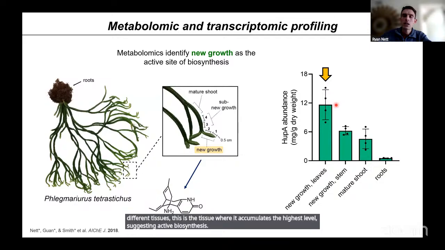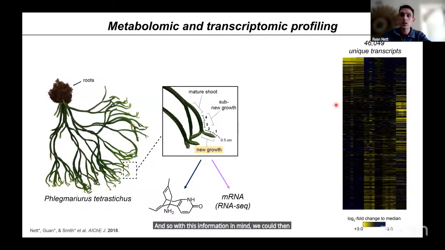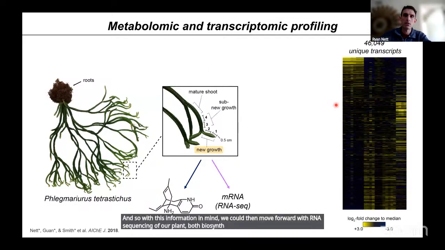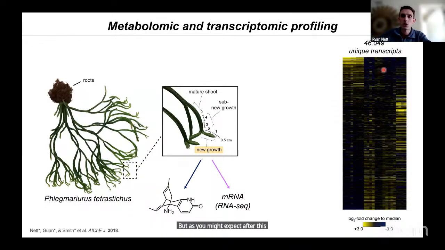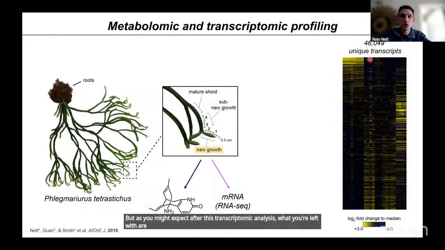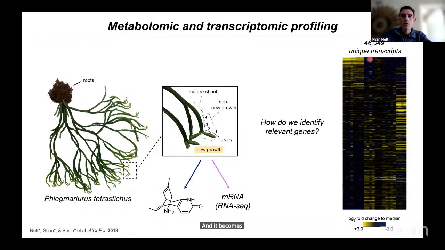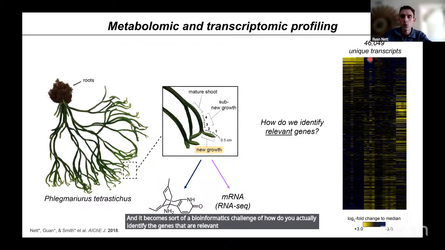And so with this information in mind, we could then move forward with RNA sequencing of our plant, both biosynthetically active as well as inactive tissues, in order to have data sets for differential expression analyses. But as you might expect, after this transcriptomic analysis, what you're left with are tens of thousands of unique transcripts, and it becomes sort of a bioinformatics challenge of how do you actually identify the genes that are relevant to your pathway of interest, or to our pathway of interest.